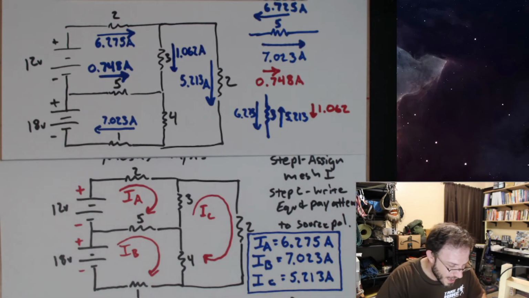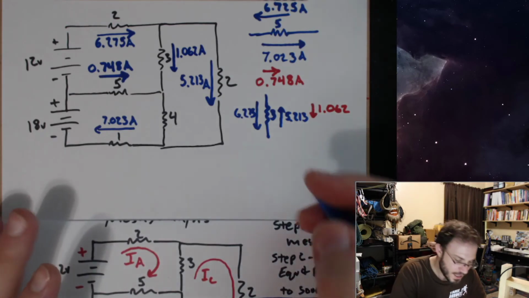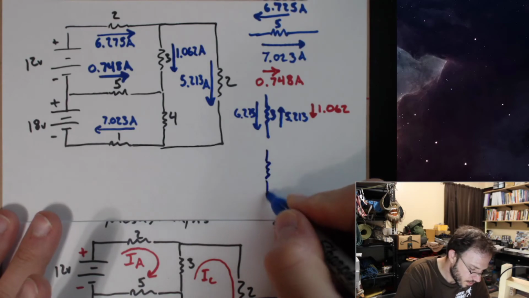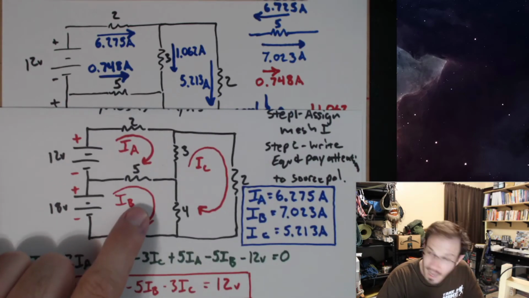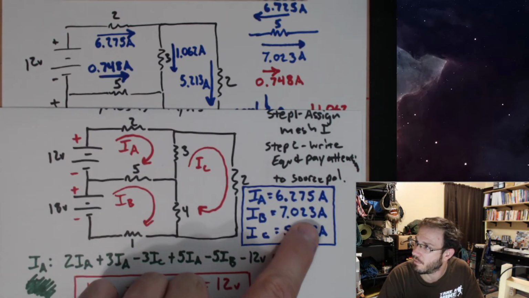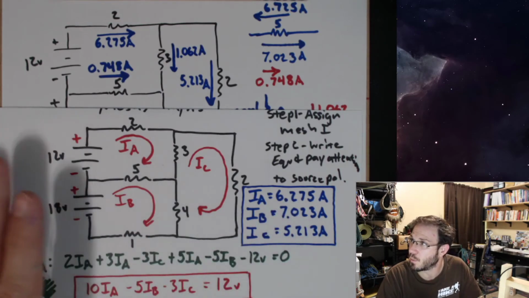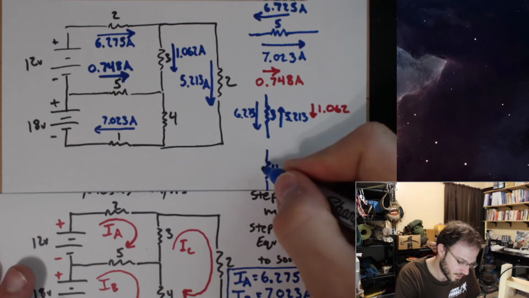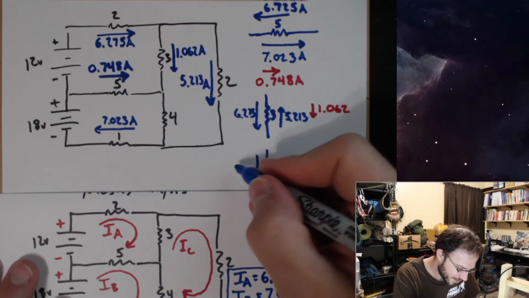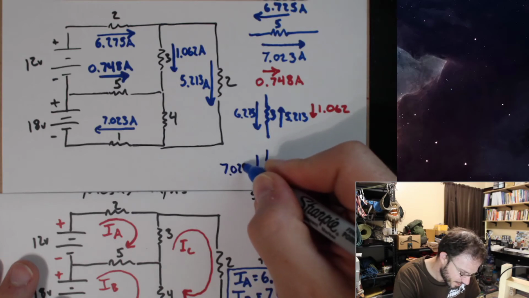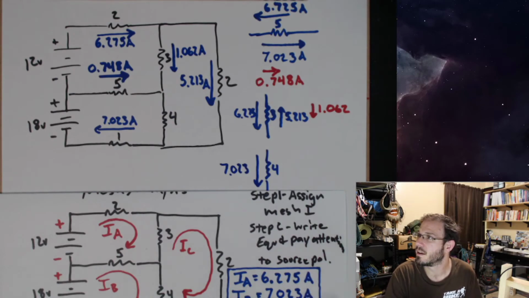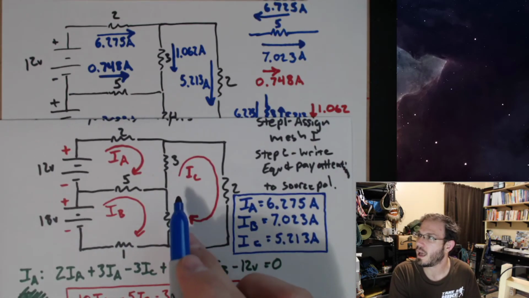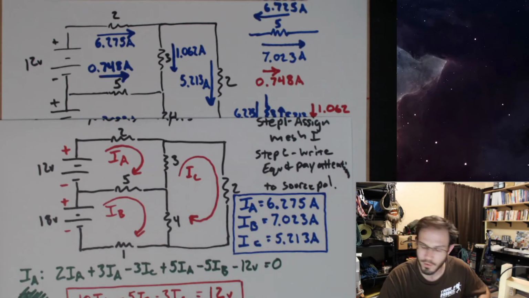Okay, now we have our last one, which is this 4 ohm resistor. I will also draw this over here. Let's see what the currents involved were for that. We had an IB going down with a magnitude of 7.023. It's positive, so the current is going down. And we also have an IC that's going up with a positive value of 5.213.